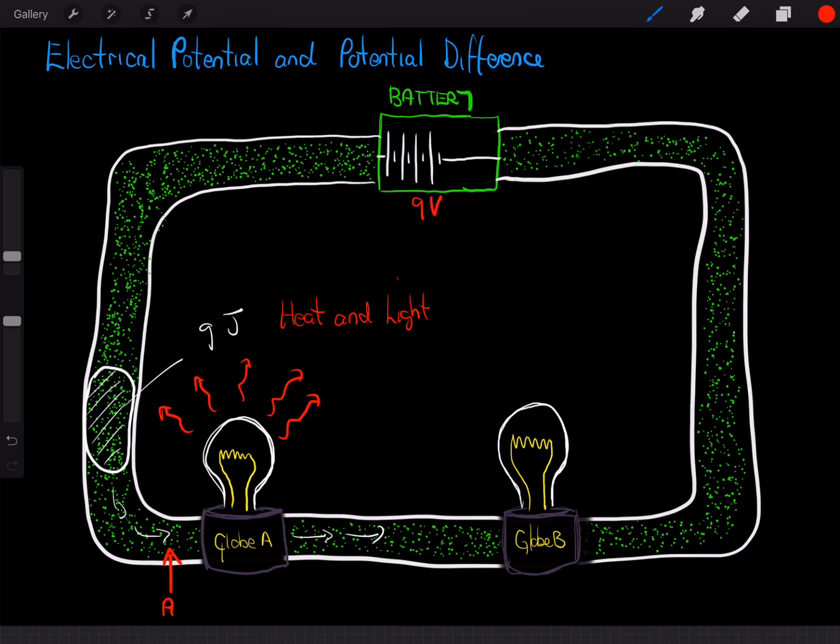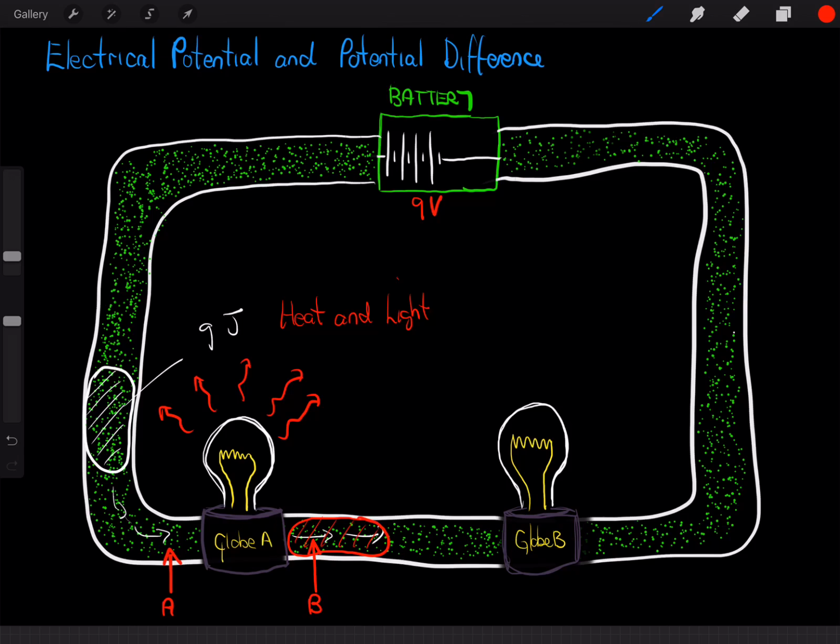And if we measured the electrical potential energy of that same Coulomb of charge as it emerged from the globe on the other side, at position B, we would expect that the charge as it comes out would have less energy, because it has given some of its energy to the globe.